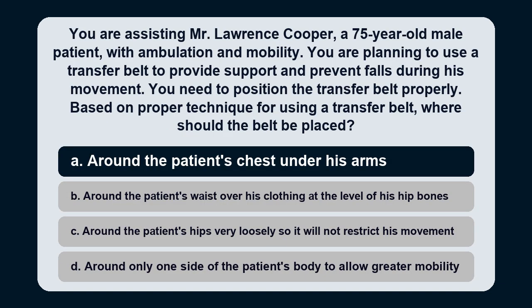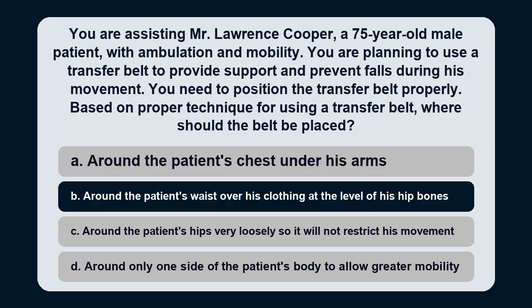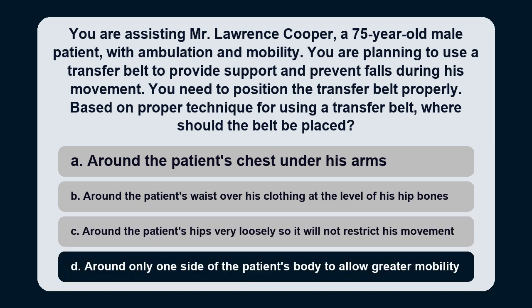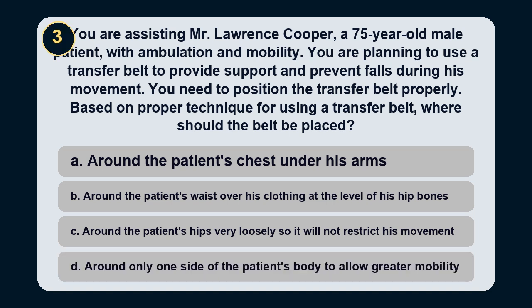Option A. Around the patient's chest under his arms. Option B. Around the patient's waist over his clothing at the level of his hip bones. Option C. Around the patient's hips very loosely so it will not restrict his movement. Option D. Around only one side of the patient's body to allow greater mobility.